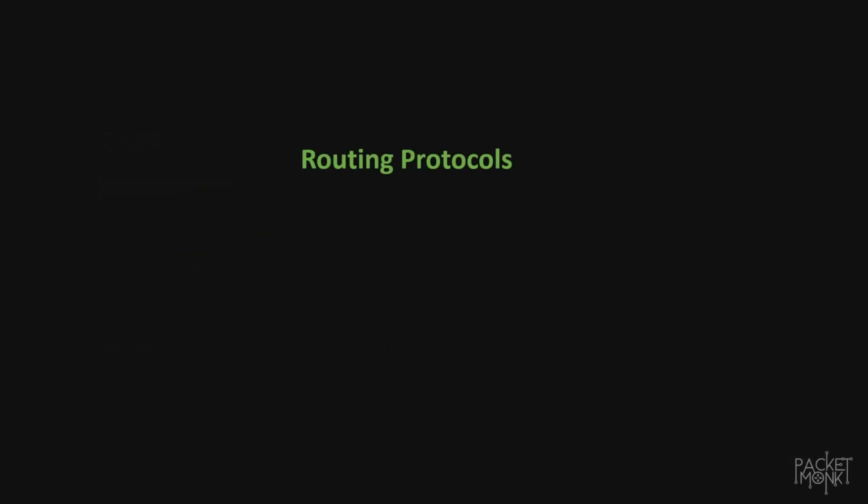They are classified into two. First one is EGP, which stands for Exterior Gateway Protocols, and the second one is IGP or Interior Gateway Protocols. EGP is used to communicate between different autonomous systems. When you say autonomous systems, they are nothing but a network which is under one administrative control. And BGP is an example of EGP. Whereas IGP is used within an autonomous system, and they are further classified into two based on how they operate. First one is distance vector protocols and the second one is link state protocols.